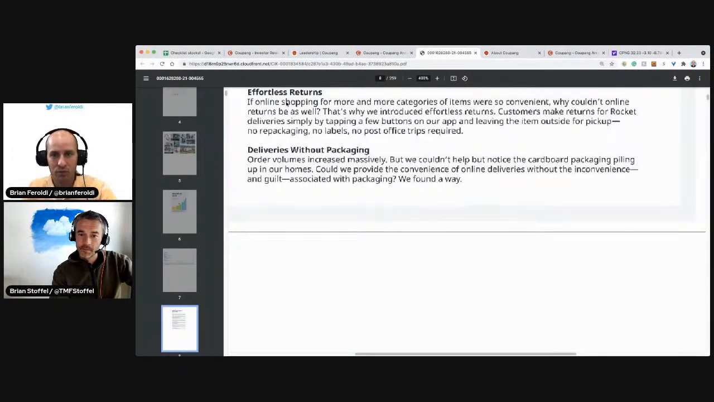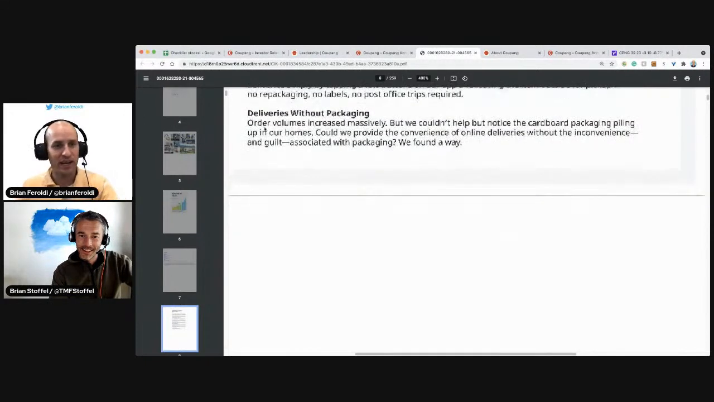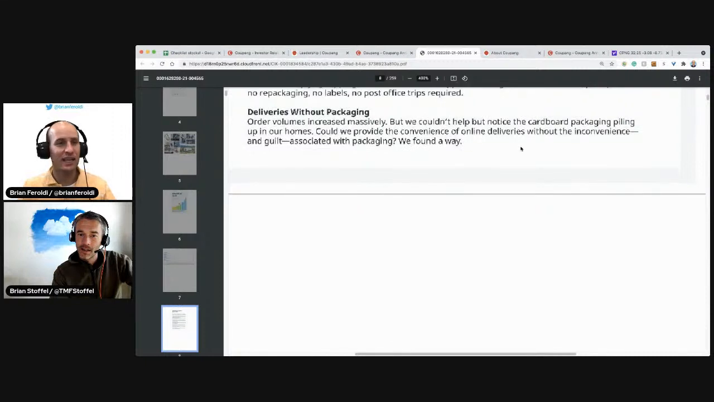Effortless returns. If online shopping for more and more categories of items is so convenient, why couldn't returns be as well? Wow. No repackaging, no labels, no post office trips required. What? Deliveries without packaging. Order volumes increased massively, but we couldn't help notice the cardboard packaging piling up. Could we provide convenience without associated packaging? We found a way.